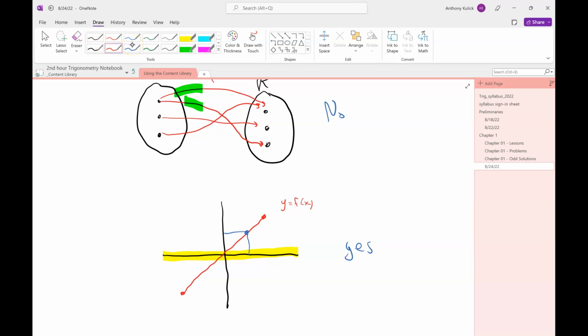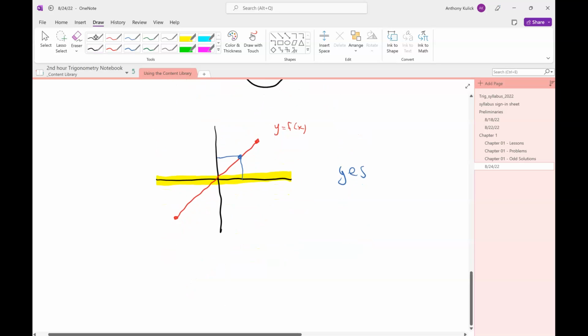So this idea of checking for a graph, do you remember there was a name we gave this test that we just did? Does anybody remember the name that we called this? Yeah, good job, Emma. So we called this a vertical line test.